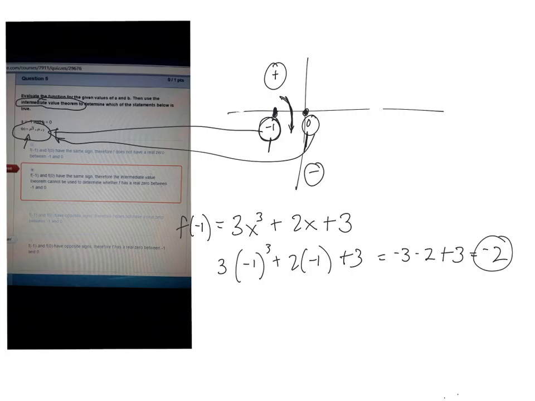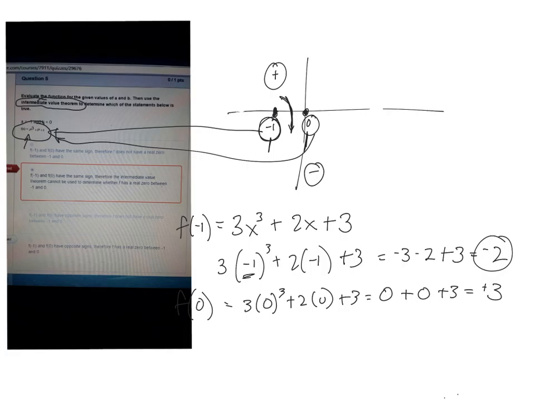Okay, so now we'll figure out the value of the function when you plug a 0 in. So 3 times 0 cubed plus 2 times 0 plus 3. 0 cubed is 0, 0 times 3 is 0, plus 2 times 0 is 0, plus 3 is equal to a positive 3. So there, that's exactly what I was talking about.